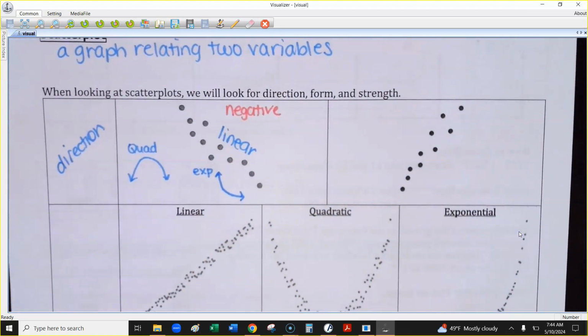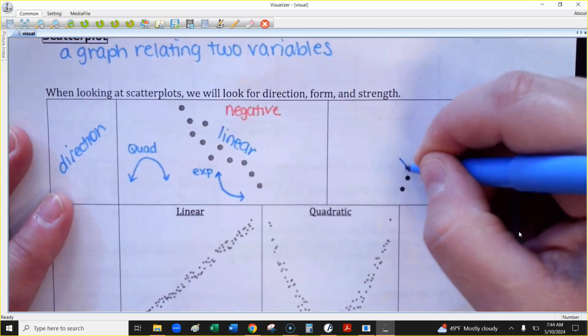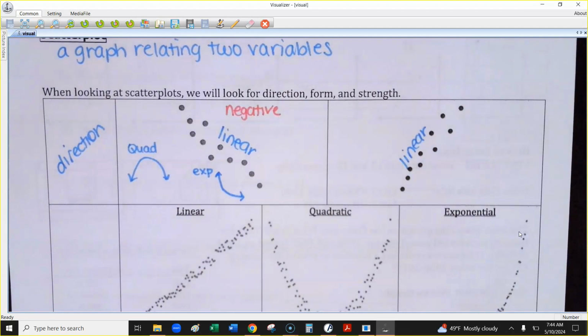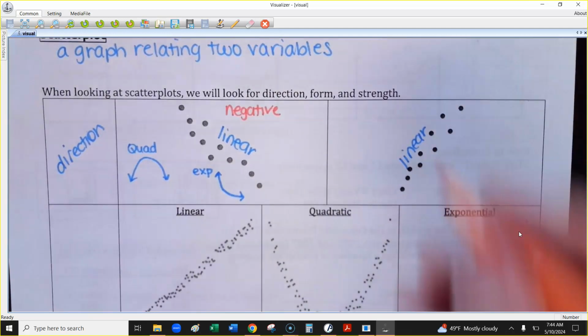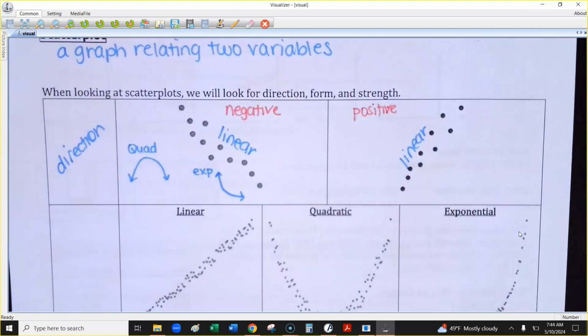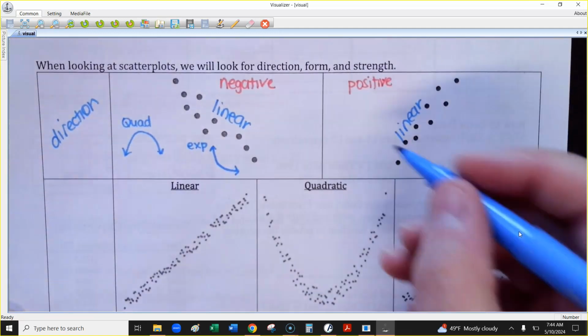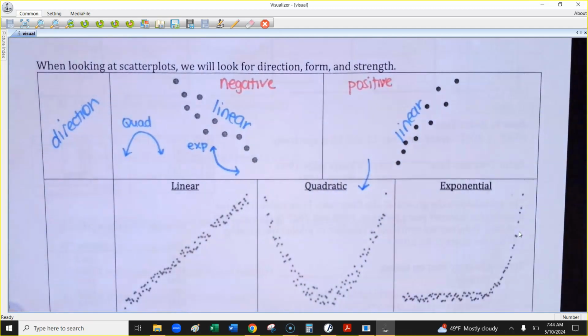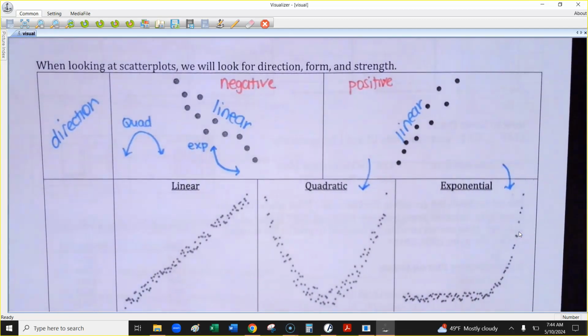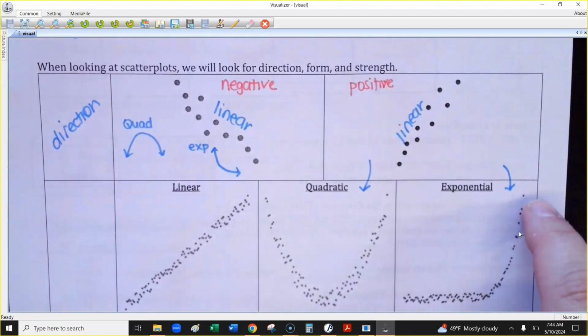Now, this one here is meant to be a scatter plot for a linear model, and this would have a positive slope, right? So the direction here would be positive. If we had a quadratic with a positive shape, you can look right below here, it would look like this scatter plot, a right side up U shape. If you had an exponential with a positive shape, it would be exponential growth. So it would look something like this on your scatter plot.